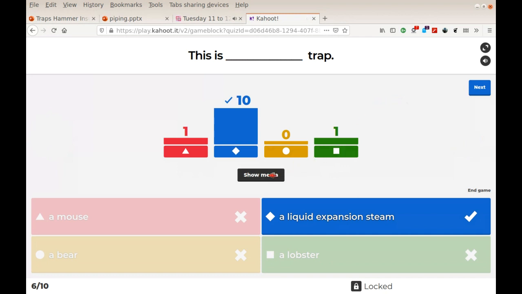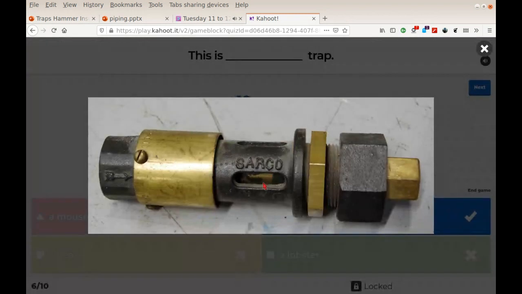Wow. Yes, it's a liquid expansion. So for you guys here, was this covered in the fourth class? Did you guys look at liquid expansion steam traps? No, not that I remember, no. Okay, so here's the interesting thing. It's a thermostatic trap. See, this is one of the new things I'm kind of slipping in. It's in your third class.